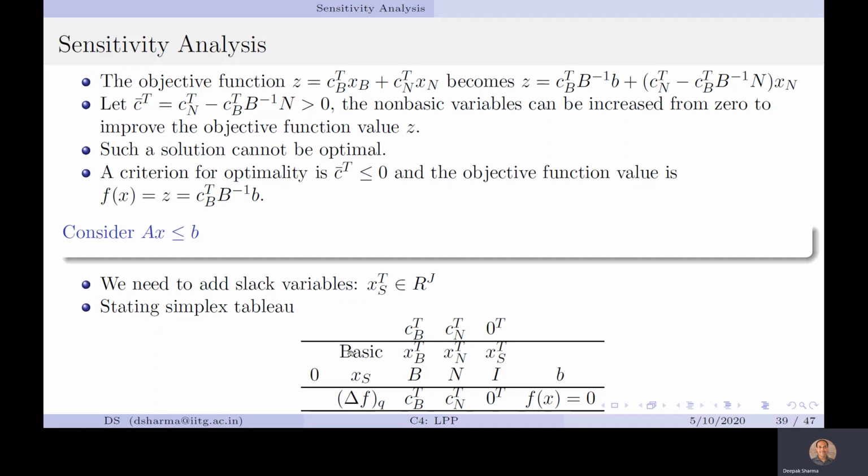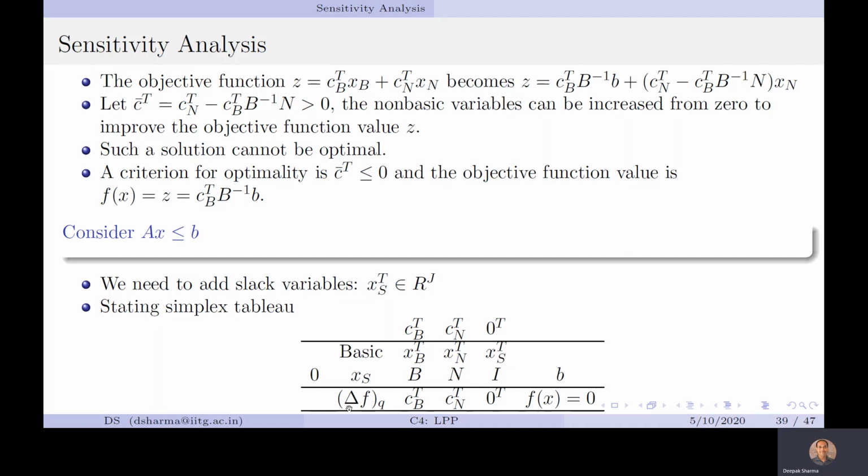So under the basic column, you can see that we have a starting solution from all basic slack variables, and their corresponding coefficient in the objective function is 0. Now look at the first row. As you can make out, we have divided the cost coefficients for basic and non-basic, and the cost coefficient for the slack is 0.